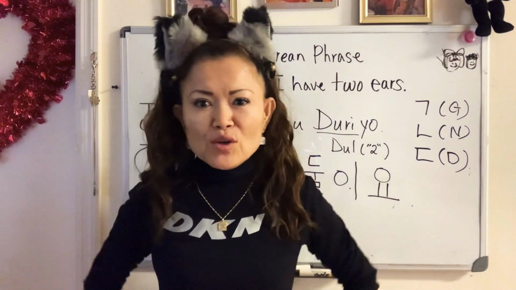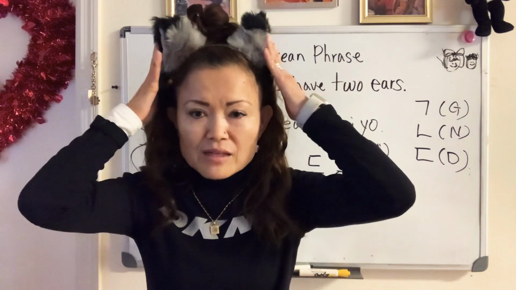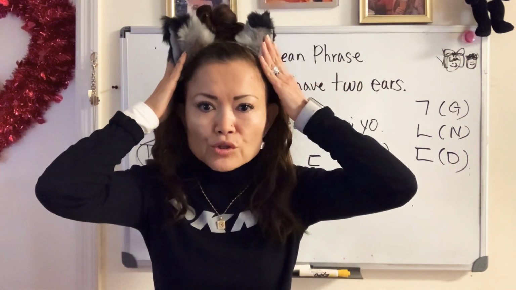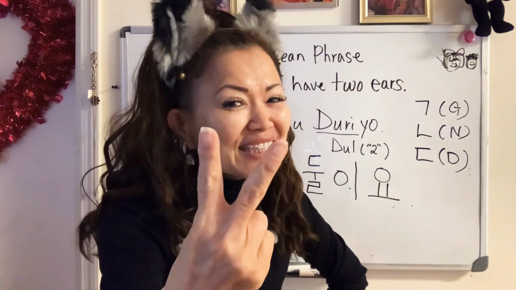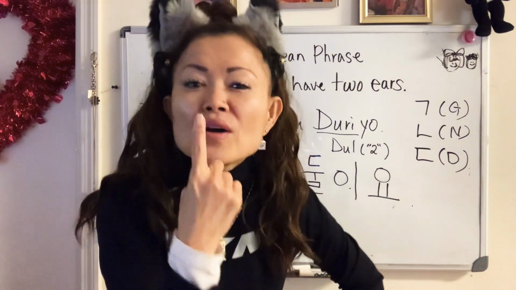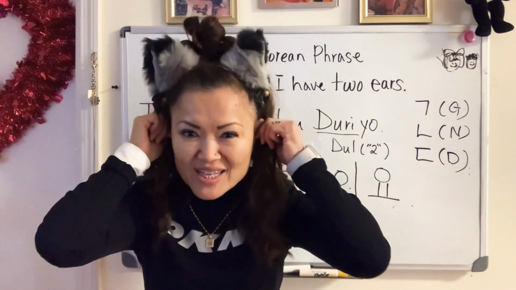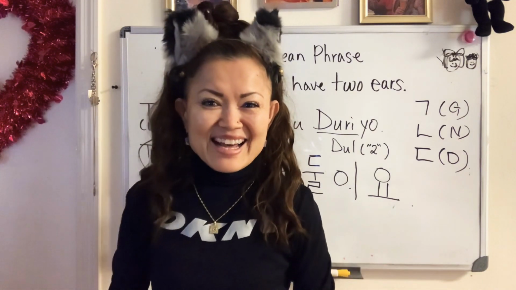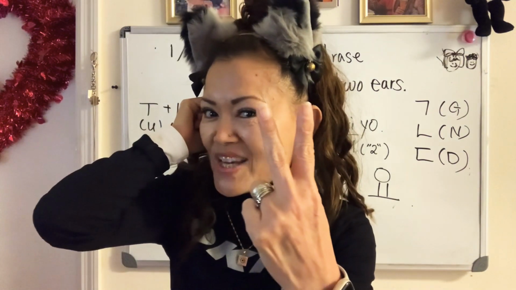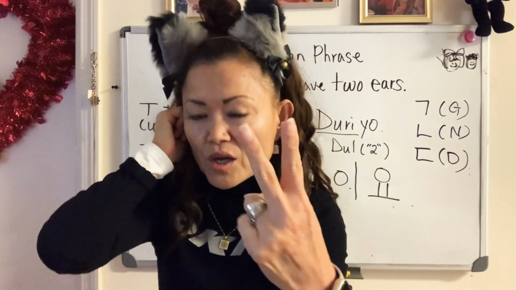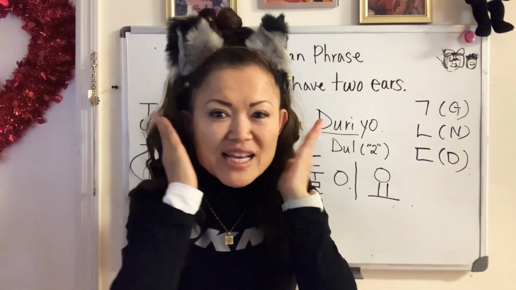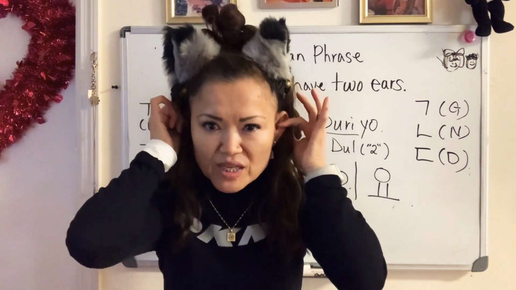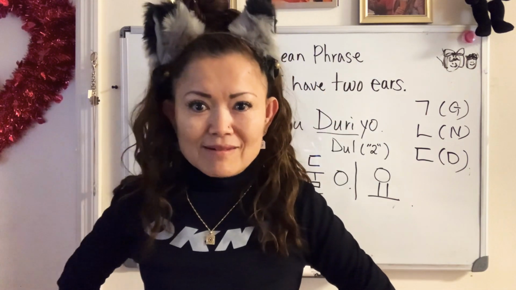Time for the review. I'm going to sing, starting from 머리. One, two, three, go. 머리는 하나요, 눈은 둘이요, 코는 하나요, 입도 하나요, 귀는 둘이요. 귀는 둘이요, 귀는 둘이요. 하나, 둘. Please remember, 귀 is ears in Korean.